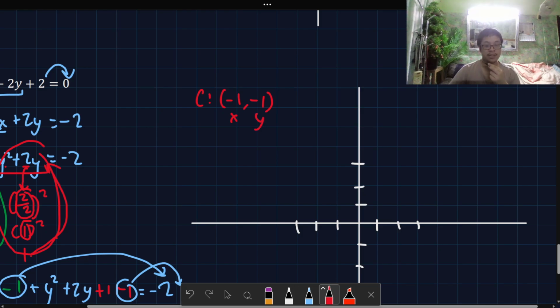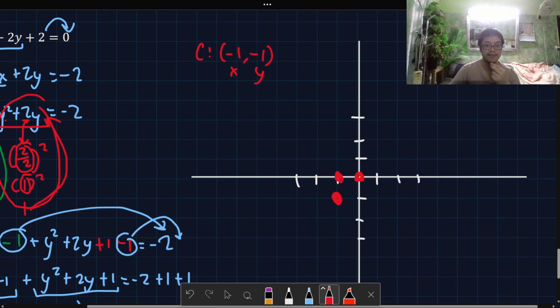So let's locate where the center is. Since your x is negative 1, from the origin, which is at the middle of the graph, you're going to count 1 unit to the left. Why to the left? Because it's negative. So 0, 1, it's here. Then your y is negative 1, so you're going to move 1 unit downward. Why downward? Because it's negative. So 0, 1. So this is your center.